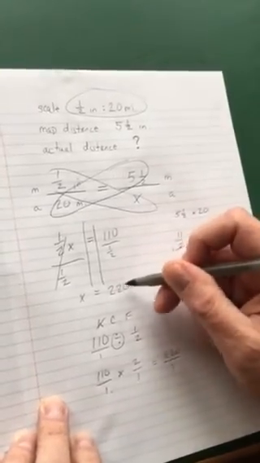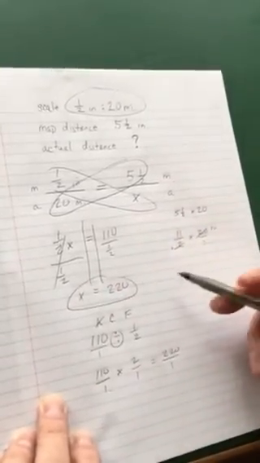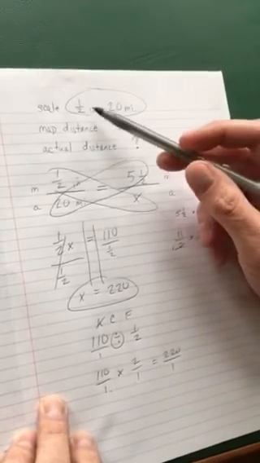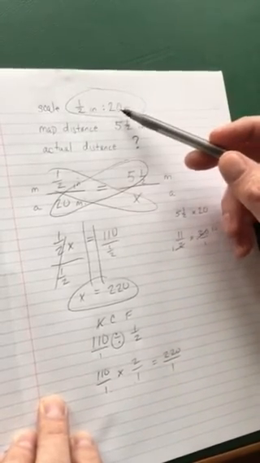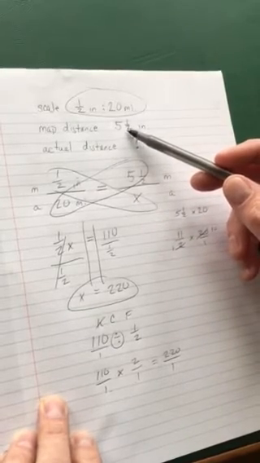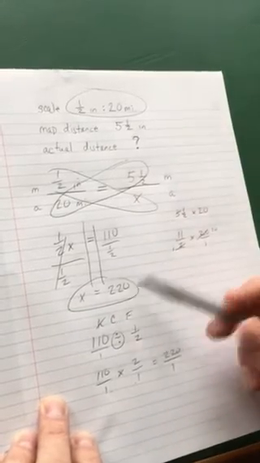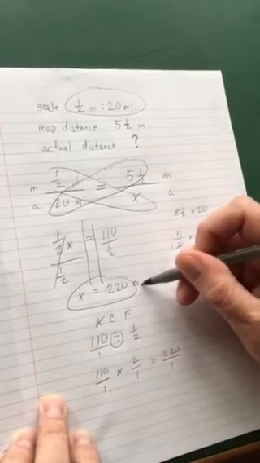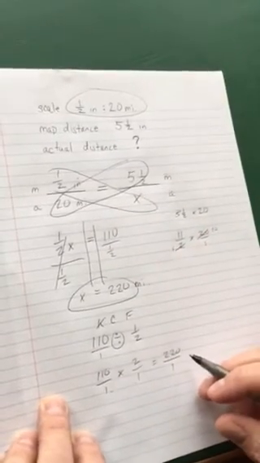So if we have a map that has a scale of 1/2 inch to 20 miles, and the map distance is 5.5 inches, then the actual distance is 220 miles.